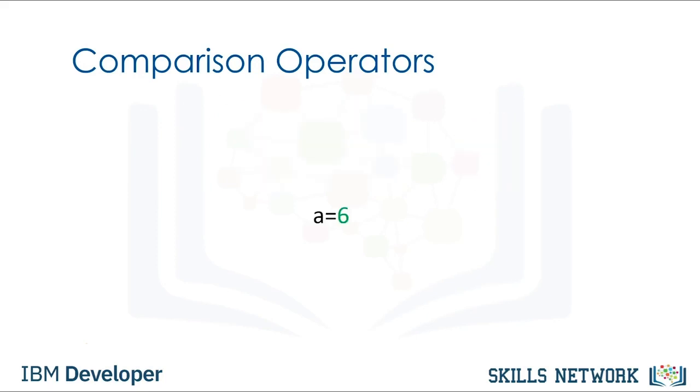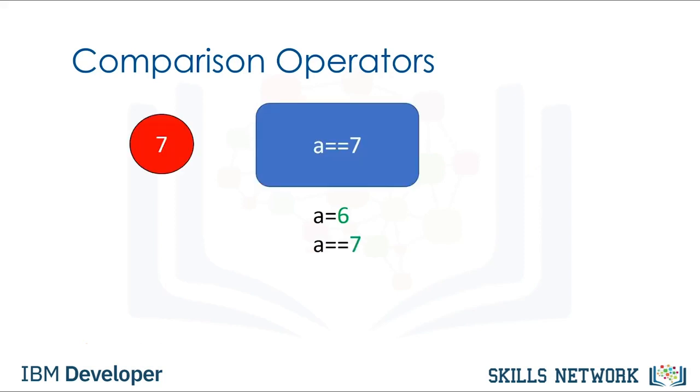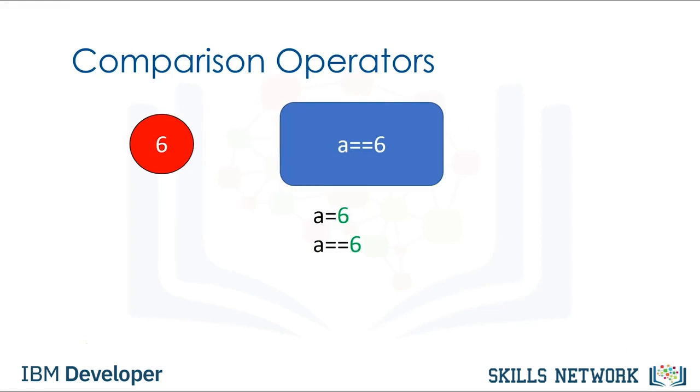Let's say we assign a value of 6 to a. We can use the equality operator, denoted with two equal signs, to determine if two values are equal. In this case, is 7 equal to 6? As 6 is not equal to 7, the result is false. If we performed an equality test for the value 6, the two values would be equal. As a result, we would get a true.